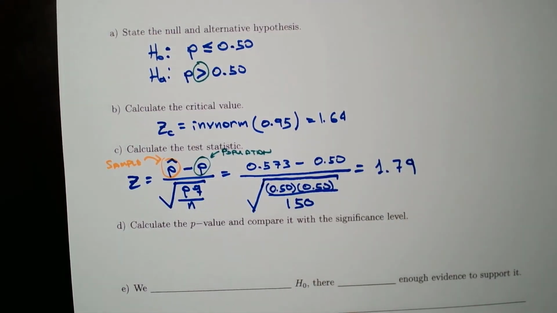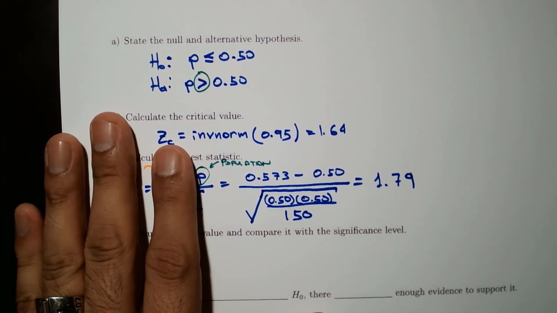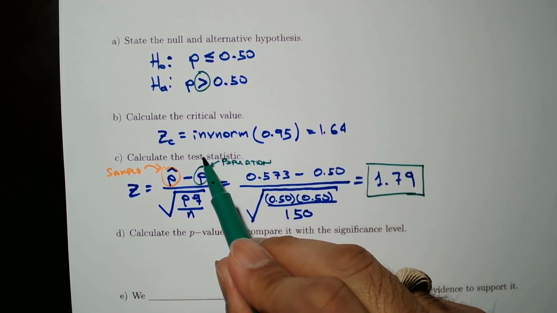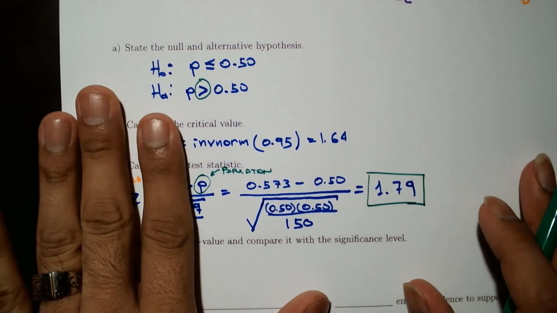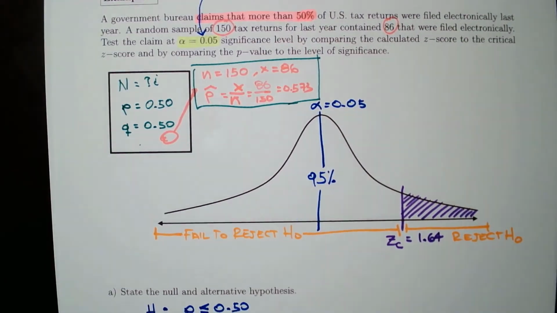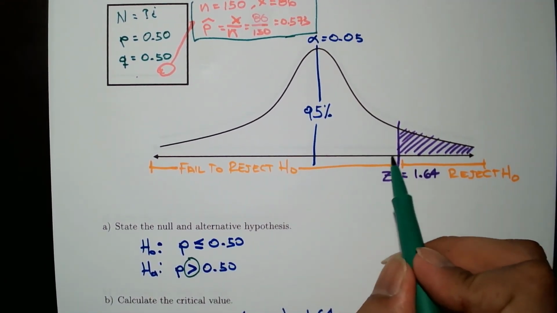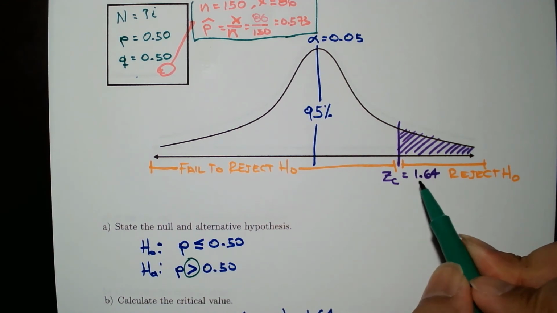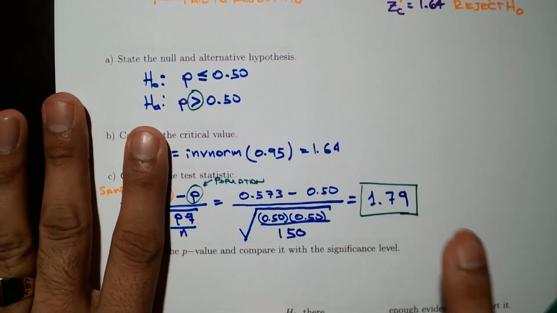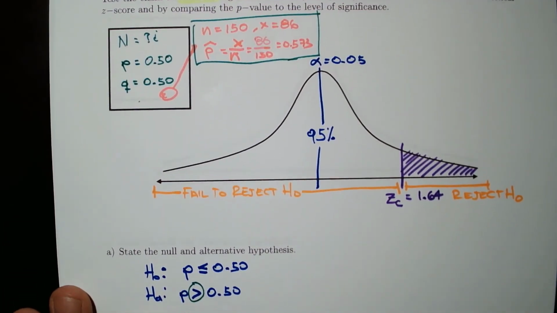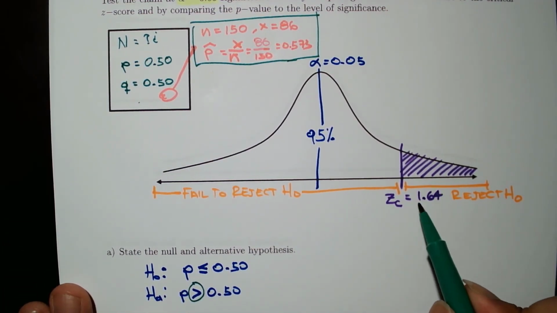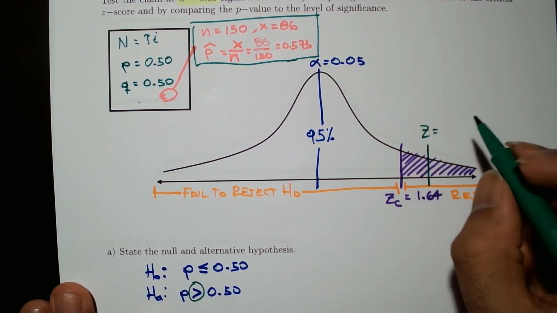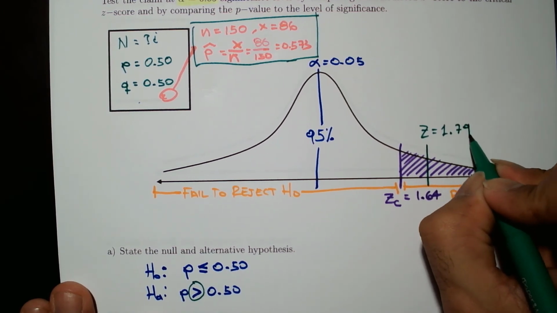All right, so we get 1.79. That's our test statistic. So now this 1.79, let me go up here. The critical value is 1.64. Where is this 1.79? Well, 1.79 is a number that is greater than 1.64. That is our z-statistic of 1.79.